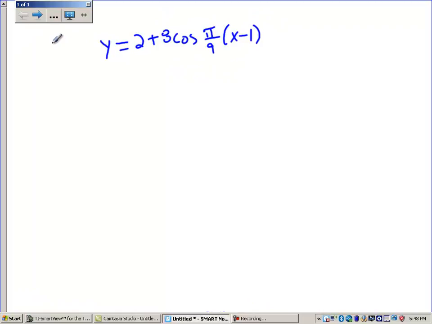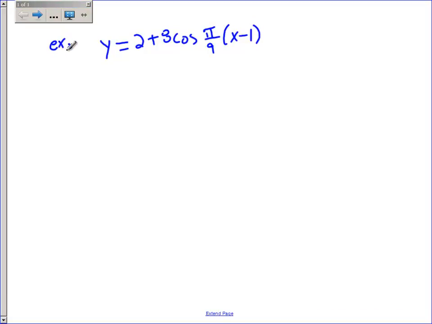So I've got this example here of a sinusoidal equation in terms of cosine. I'm going to ask you three questions about it. I want to know what is the amplitude, and I want to know what is the period, and I want to know what is the phase shift. Okay, so let's just answer these.